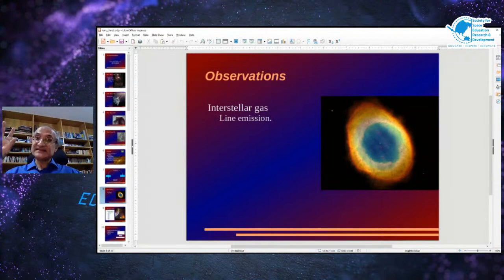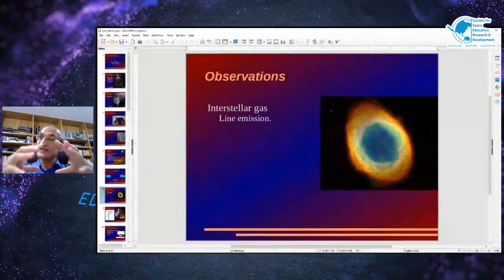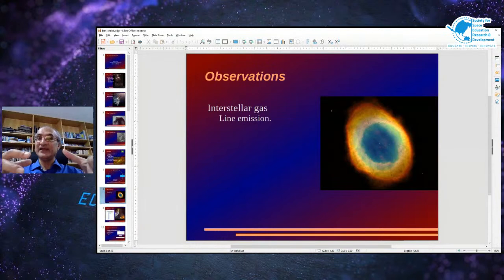Now, when you look up in space, most of what you see is stars. You look at bright objects, and so you see stars. But as I said, there's a lot of matter between the stars, and that's what we're really interested in now, the interstellar medium. So, how do we observe this matter? Well, one way to observe it is from line emission. So, what is line emission? It's when you have a gas. That gas is excited, and once it's excited, it gets de-excited. It goes back to a lower energy level, and it emits radiation.